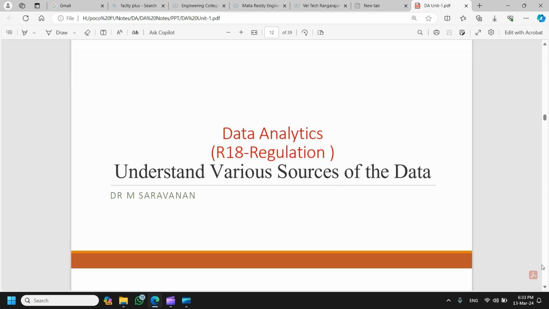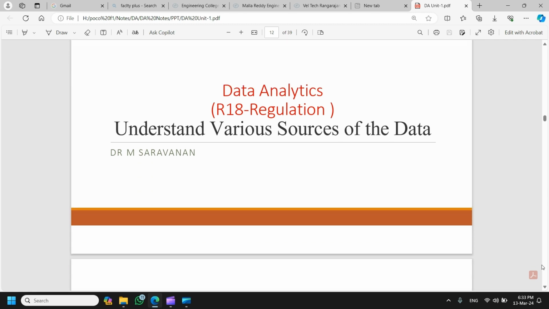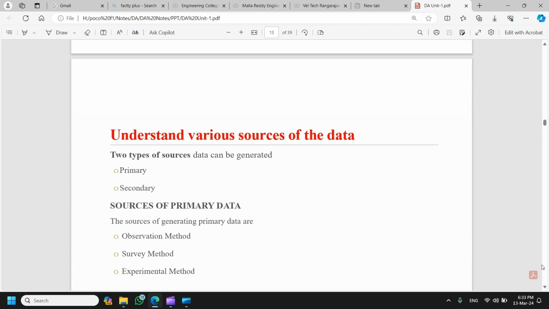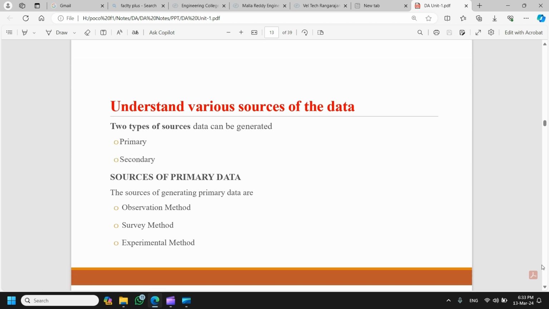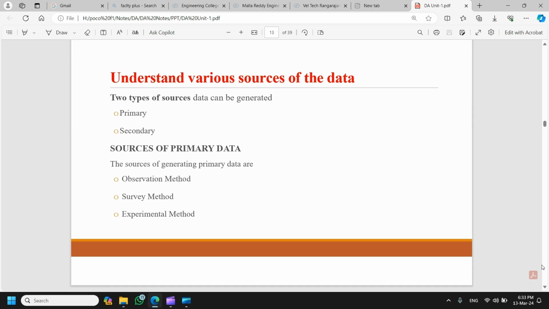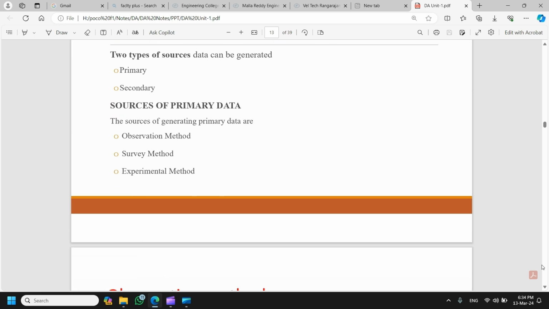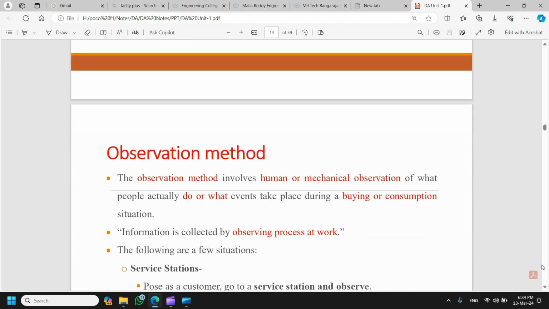The next topic is understanding the various sources of data. Two types of data sources are available: one is primary, another one is secondary. The primary data is divided into three categories: first comprises the observation method, then the survey method, and the experiment method.